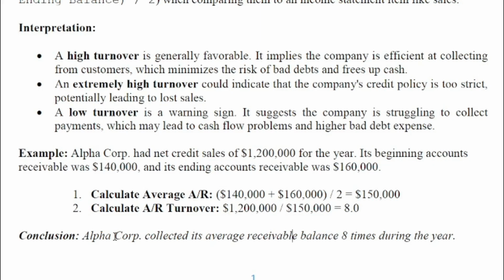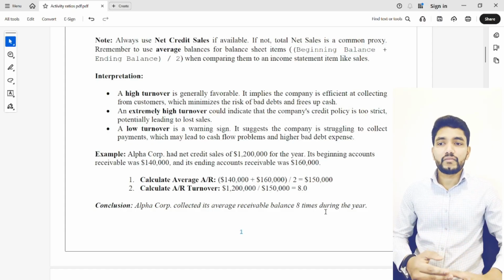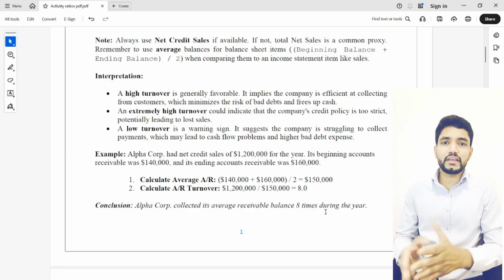So how can we interpret this ratio of 8? This company collected its average receivable balance 8 times during the year. This company's collection is 8 times its average accounts receivable for a year.